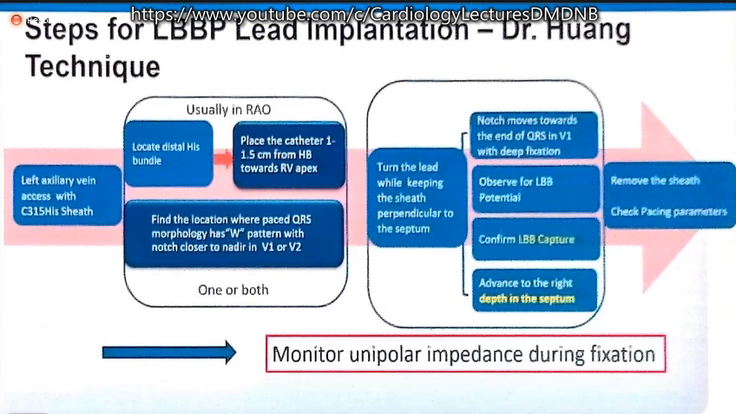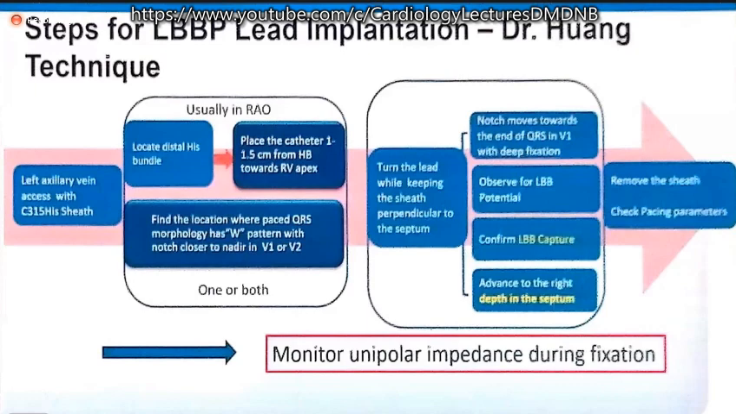You need to screw the lead slowly with the sheath kept perpendicular to the septum. And as you go deeper in, you can see that the notch, which was at the nadir, slowly goes up. And this notch finally becomes the QR in V1 with deeper fixation. You can also sometimes observe a left bundle potential. And as you go in deeper, you finally get a QR, which confirms that you are on the left side of the left ventricular endocardium. And once you have got into this site, just slit the sheath and confirm the pacing parameters. And during all this implant, you need to monitor unipolar impedance to ensure that you have not perforated the septum.